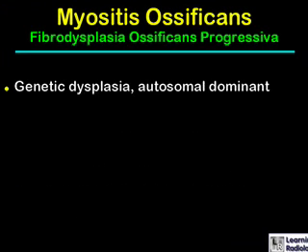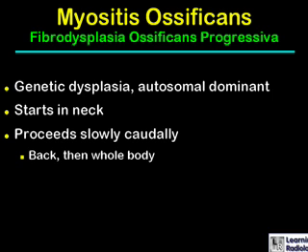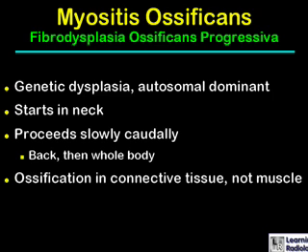Fibrodysplasia ossificans progressiva is a genetic dysplasia that is autosomal dominant. It starts usually in the neck and then moves caudally. It also moves from proximal to peripheral. It involves the back and then the whole body. Ossification occurs in connective tissue, not in muscle, which is why the name was changed from myositis to fibrodysplasia, and it does not involve inflammation, which is another reason why the name was changed.